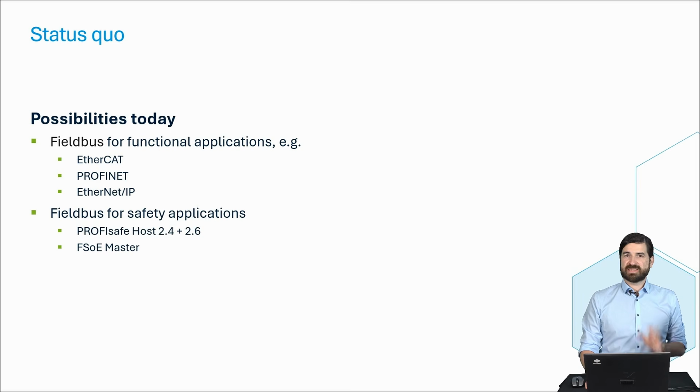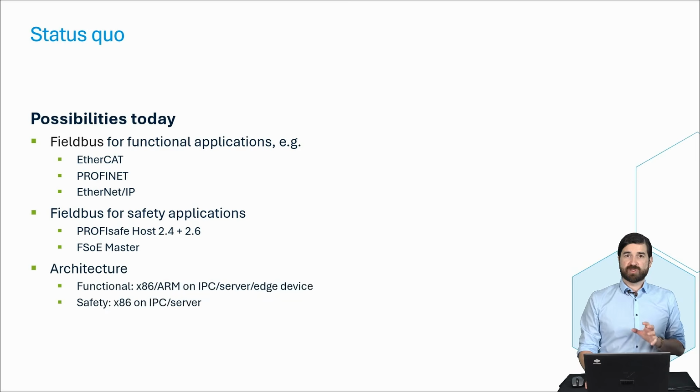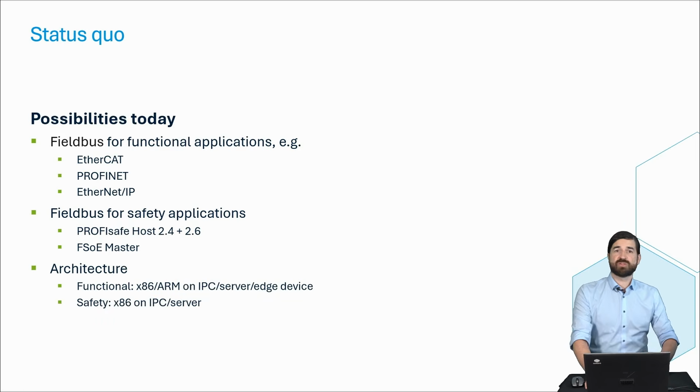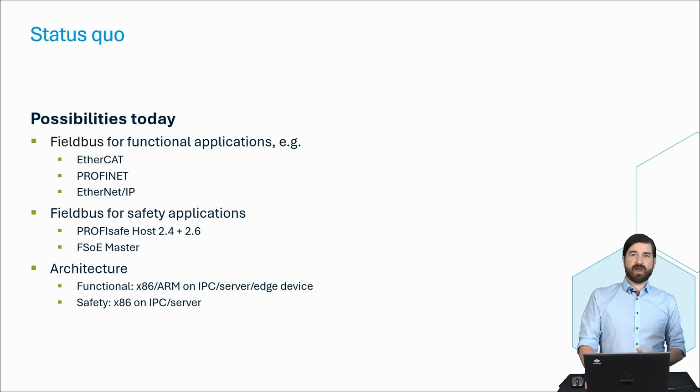And for safety applications, we currently support Profisafe host in versions 2.4 and 2.6, as well as FSoE master, that's Fail Safe over EtherCAT. So you have a choice of safe fieldbus protocols to connect your safety I/O devices. In terms of architecture, functional applications can run on both x86 and ARM processors, on IPC servers, on edge devices. And safety applications currently only run on x86 CPUs.